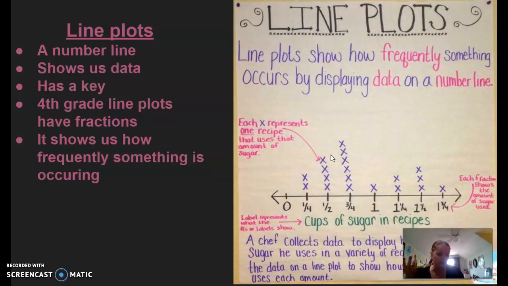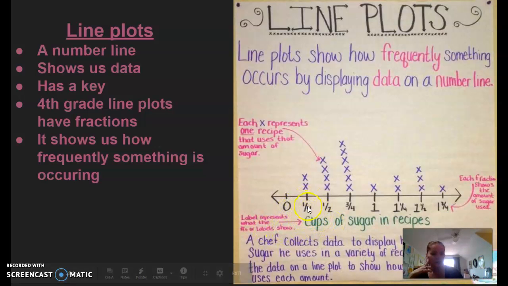I would just see a bunch of different X's above fractions and maybe a whole number, and it wouldn't really tell me anything. But I know by looking at my key right here that each X represents one recipe that uses that amount of sugar. That's their key, okay? And then it also has a label, and I actually forgot to put that over here on your bullet points, but it has a label, right? So the label for this line plot is cups of sugar in recipes, right? So this represents what the numbers or labels are showing.